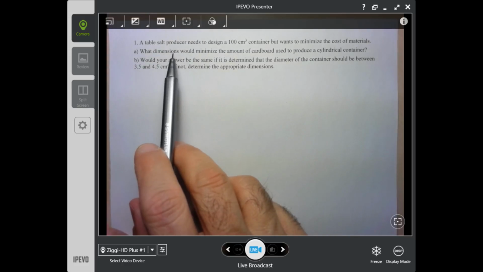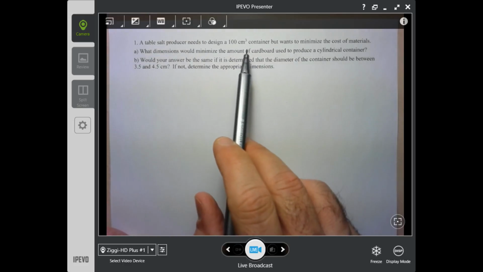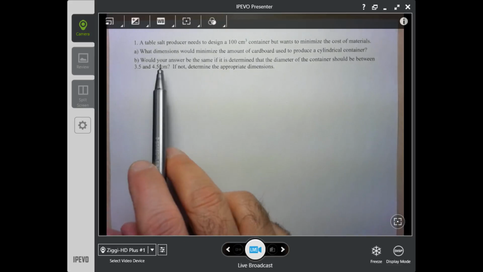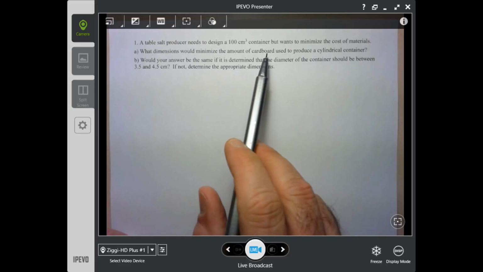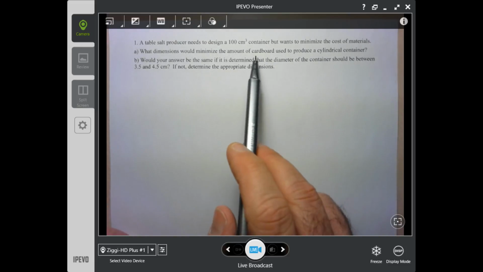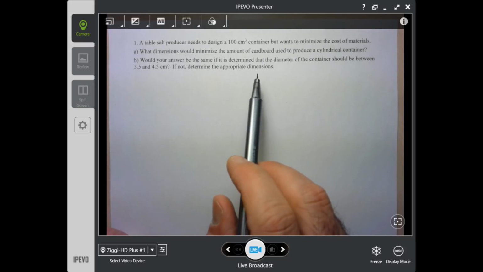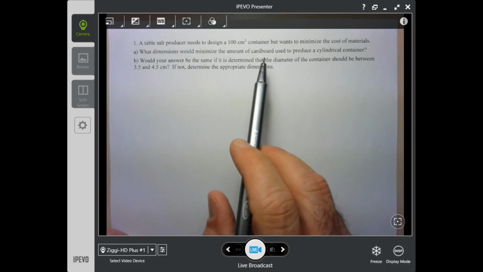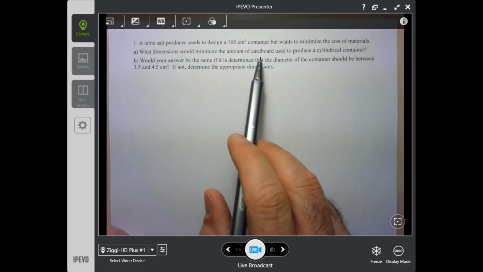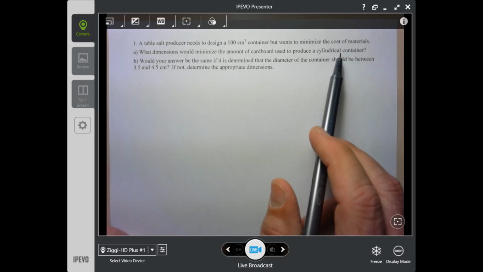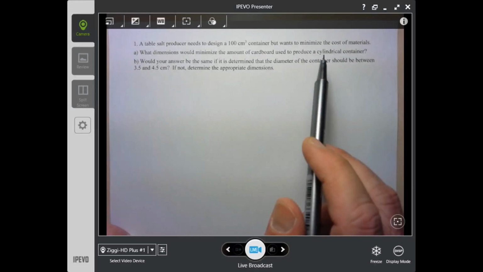We've got a table salt producer who needs to design a 100 centimeter cube container, but wants to minimize the cost of materials. And in A, it says, what dimensions would minimize the amount of cardboard used to produce a cylindrical container? Okay, so it makes sense if you're using cardboard to produce the container, we want to use as little of it as possible. So when we're talking about a cylindrical container, we should be thinking about the surface area, so the exterior of the container.